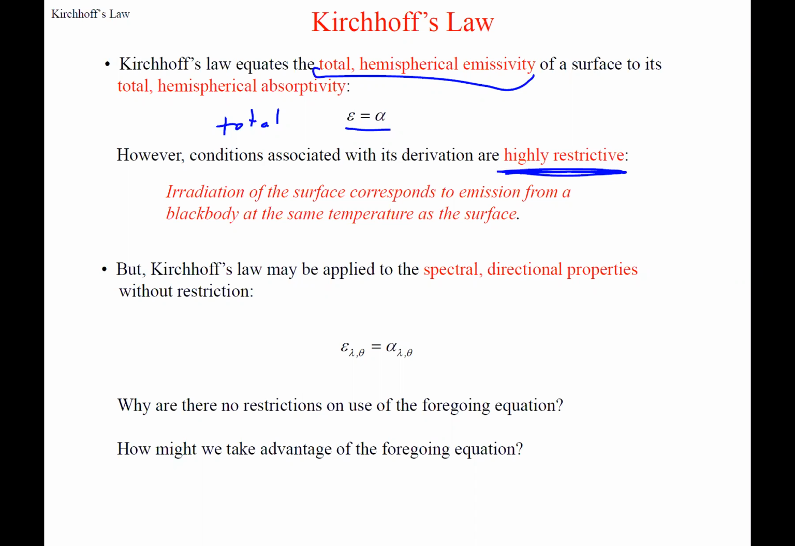That means the surface corresponds to emission from a black body at the same temperature. So both of the surface temperatures are the same. The source of irradiation and the source of emission are both black bodies and both at the same temperature. Okay, so that's very restrictive.